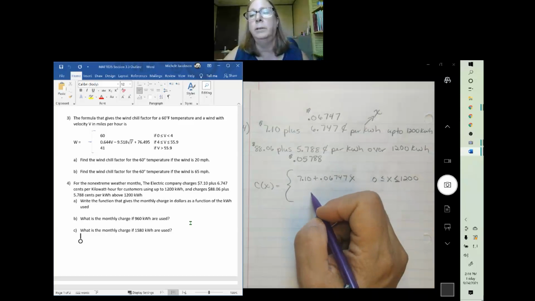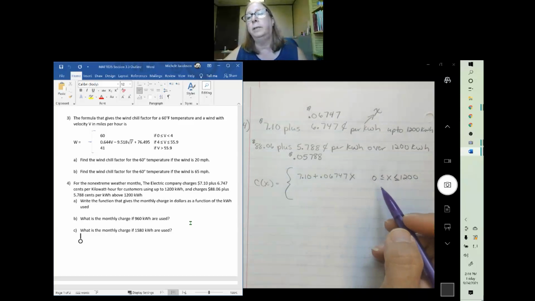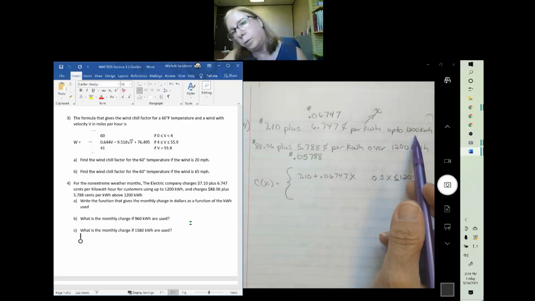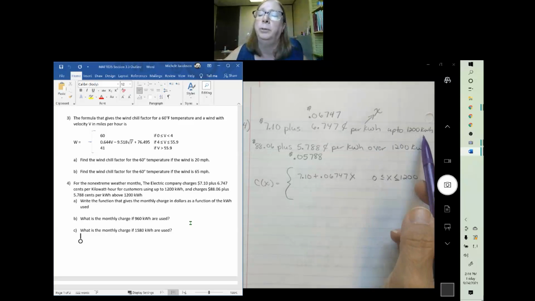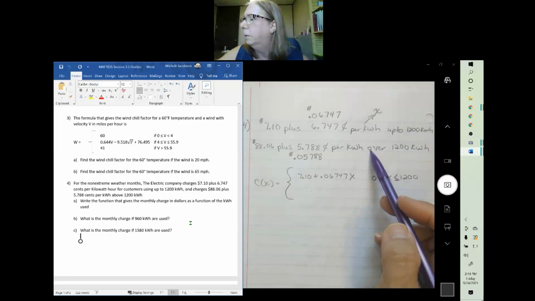And the other one, or is there any questions on the first one? No, I included the 1,200 here because it said up to the 1,200. Here it was over 1,200, so at 1,200 it would use this one. Or it said above 1,200.